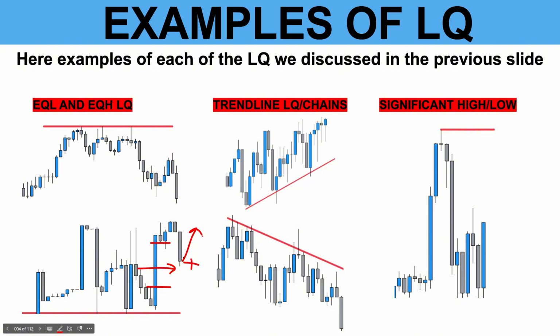Price might react in your direction for a couple of pips, but ultimately what happens? You get liquidated alongside all of the traders who are trading this support zone. And then it moves in the desired direction.